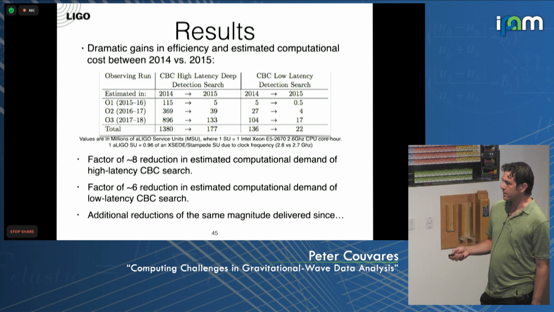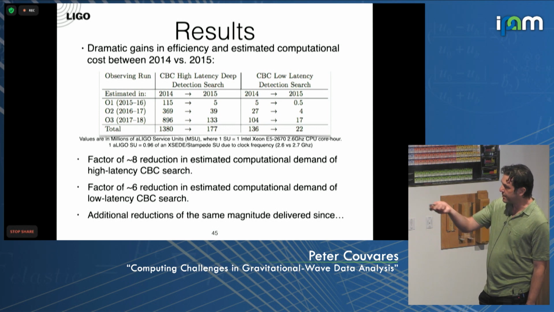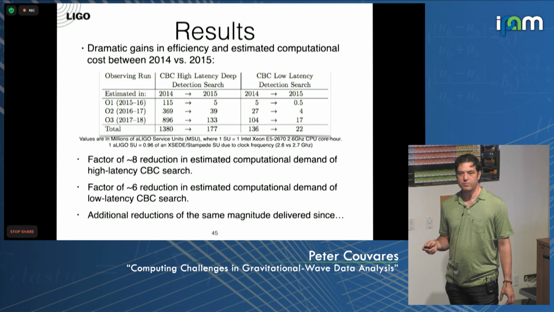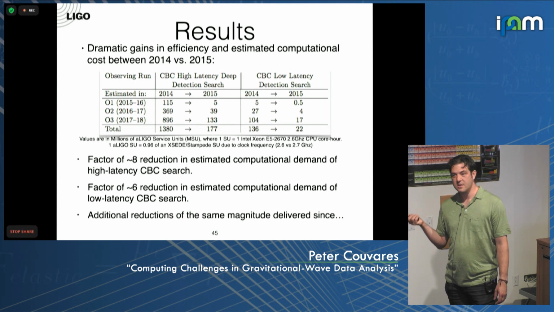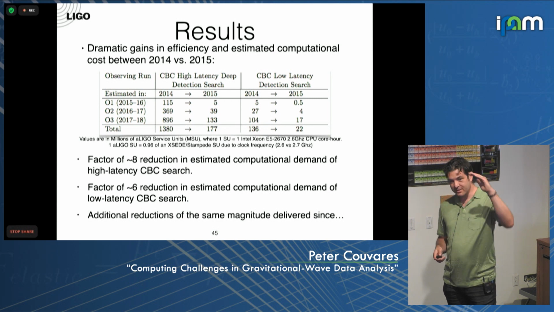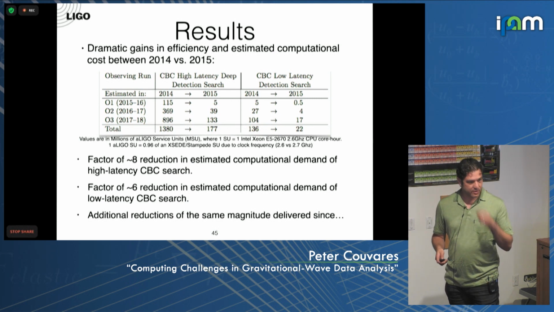And the low latency search also had huge gains. There's about a factor of 8 reduction in the demand of the online search, factor of 6 in the offline search. Sorry, other way around. The offline search factor of 8, the low latency search factor of 6. And actually, I don't have the numbers handy in a table for this talk, but over the subsequent 5 or 6 years, we've achieved almost another order of magnitude improvement. So in fact, what I said at the beginning of this talk, that the matched filter search for CBC signals, which is kind of our flagship search, was the most expensive search we had in O1, it's actually now like the 6th most expensive search we have. It's not actually an optimization target anymore because it's not that expensive.